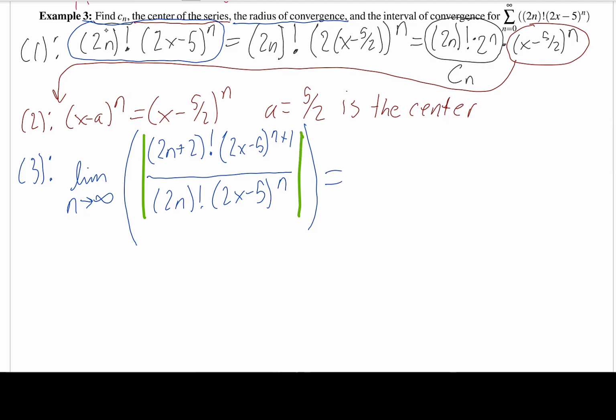Okay. So then this will be equal to the limit as n goes to infinity of 2n plus 2 factorial divided by 2n factorial. That's going to leave me with, what will we have on top? We should have 2n plus 2 times 2n plus 1. And then 2x minus 5 to the n plus 1 divided by 2x minus 5 to the n will just leave us with a 2x minus 5 on top. And so we'll have nothing left on bottom. So I'm going to maybe write this a little bit nicer.